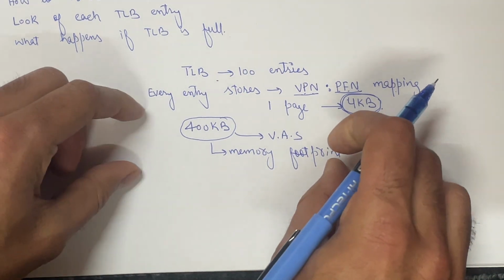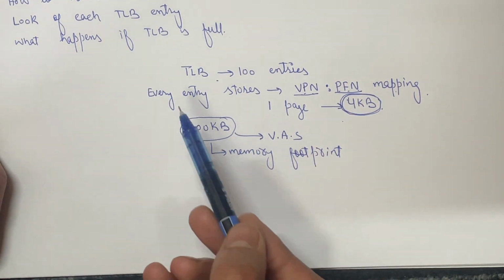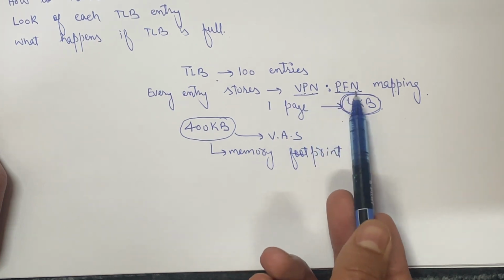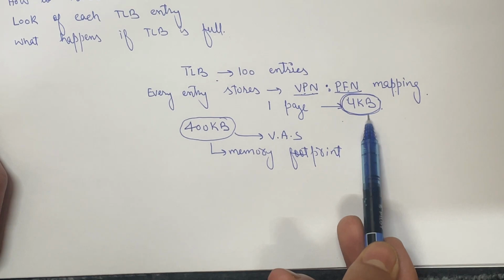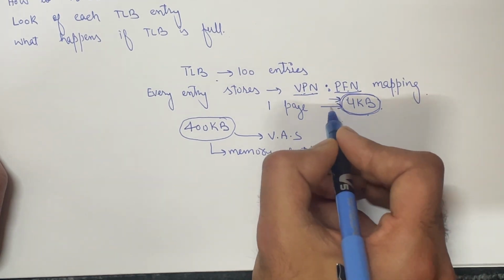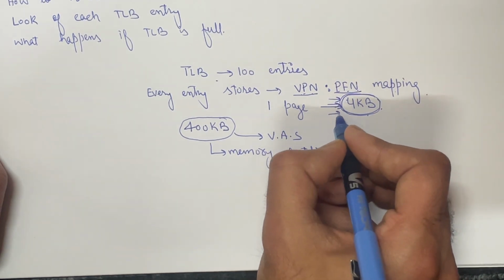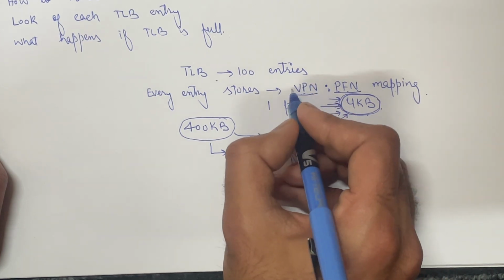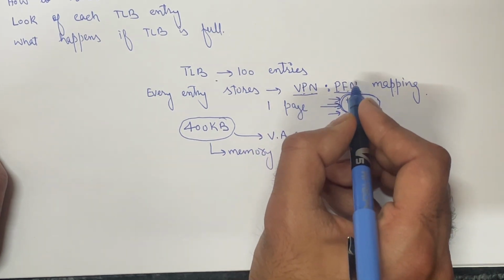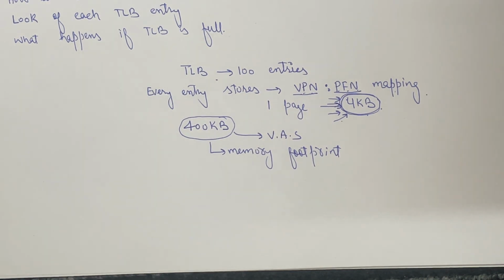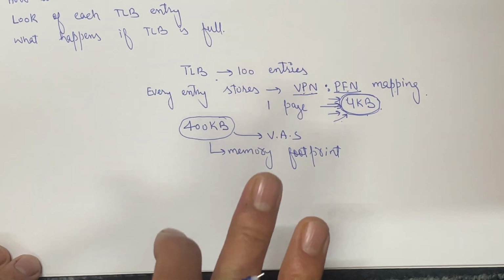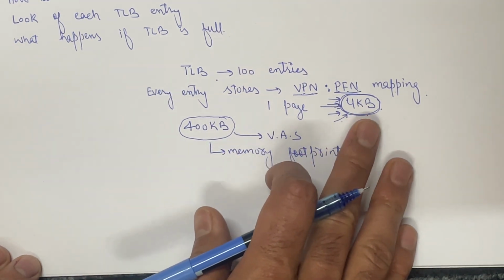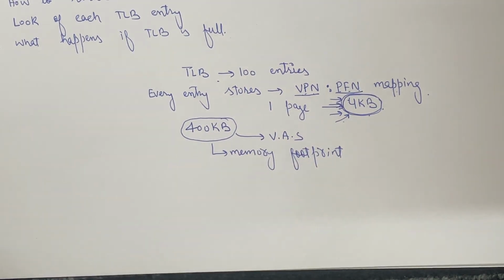I hope you got this. What I am saying is that every entry stores a virtual page number to physical frame number mapping, and every page is of size 4 KB. So whatever data I am trying to get from this 4 KB, I will be able to get the mapping in the TLB. And if there are 100 entries, I can store the mappings of 100 pages. 100 pages means 400 KB of data.